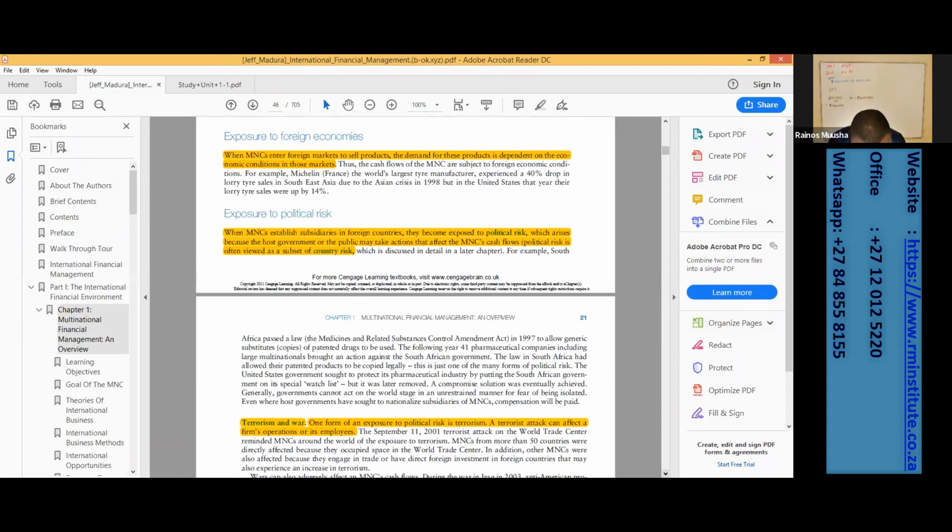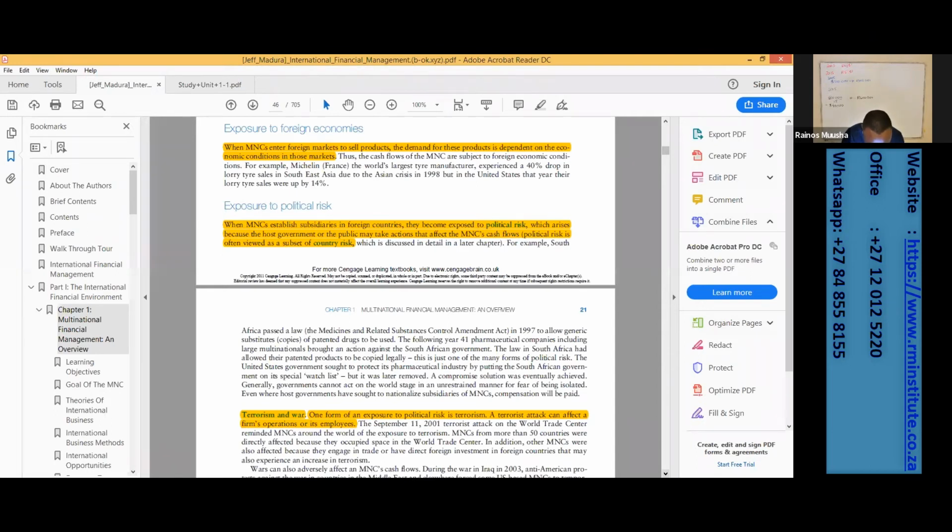The next one would be exposure to political risk. And here they say when multinational corporations establish subsidiaries in foreign countries, they become exposed to political risk, which arises because the host government or the public may take actions that affect the multinational corporation cash flows as well. So here they say the political risk is often viewed as a subset of country risk.